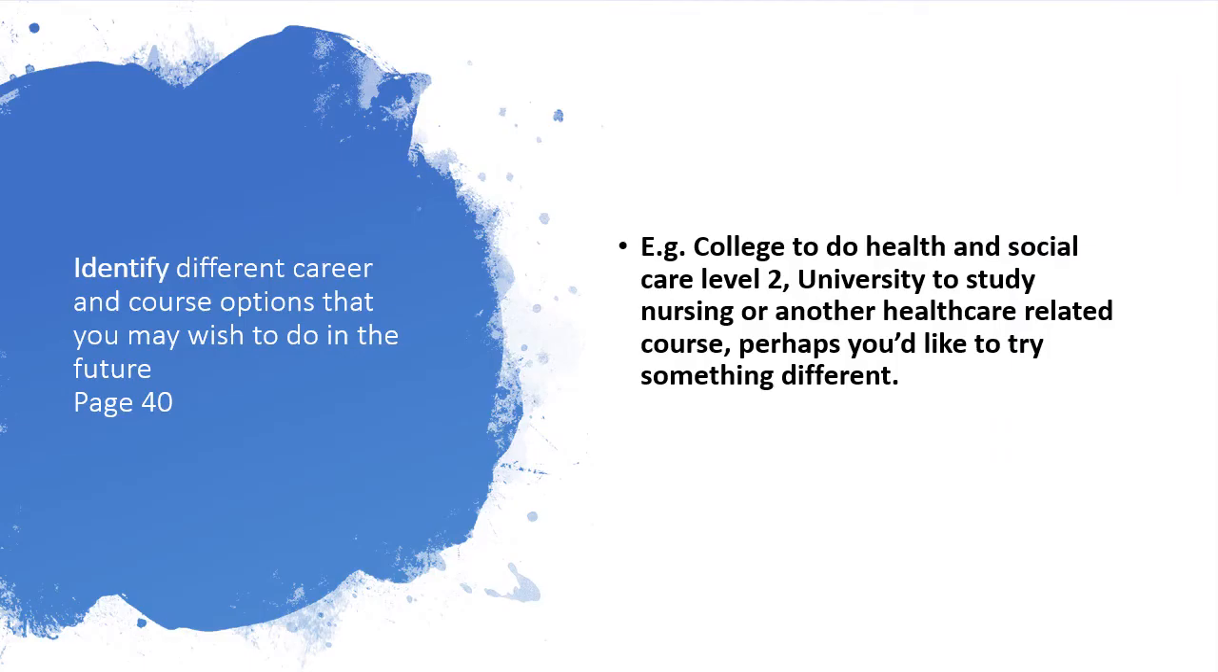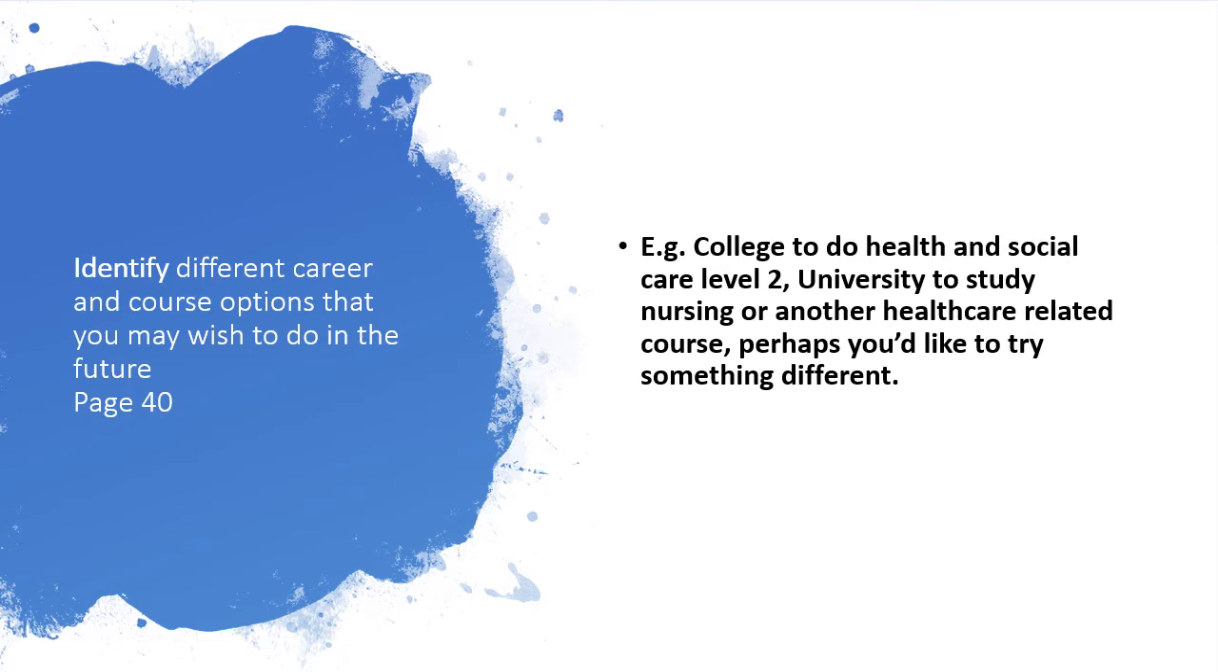Now you need to look at page 40. There are 2 tasks on page 40, and the first one is asking you to identify career and course options that you may wish to do in the future. I've given some examples, and obviously this is personal to the individual. You're nearing the end of your health and social care course now, so you've learned new things and recapped some things you might already know.